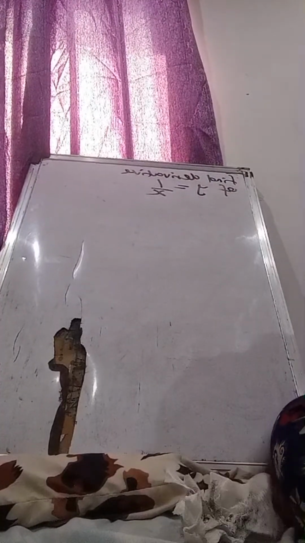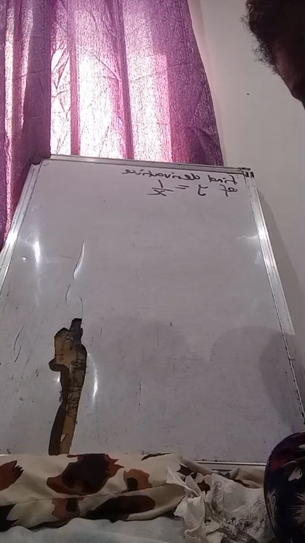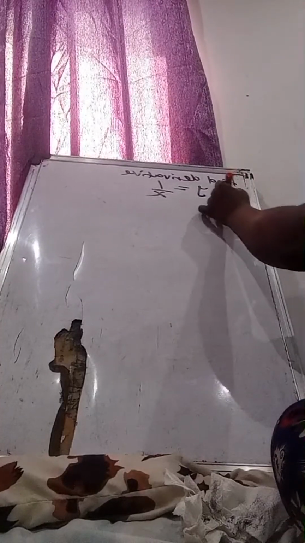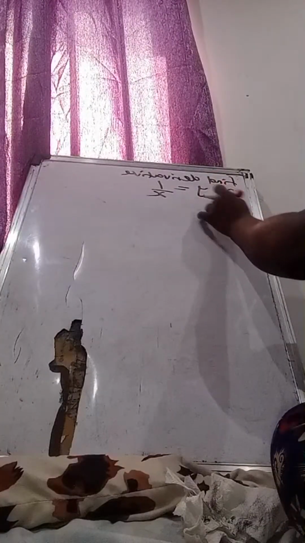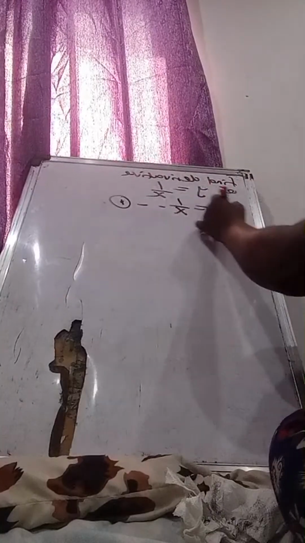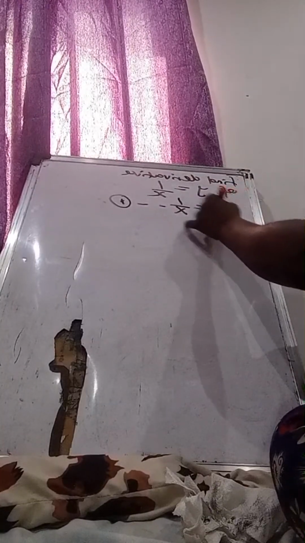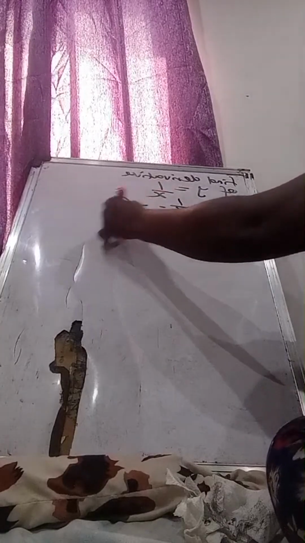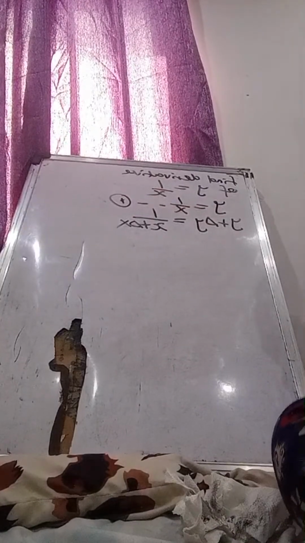You guys should tell me what to do. Y plus change in y. Okay, let me first of all write y equals 1 over x, equation 1. Then equation 2 will be y plus change in y equals 1 over x plus change in x. Good.